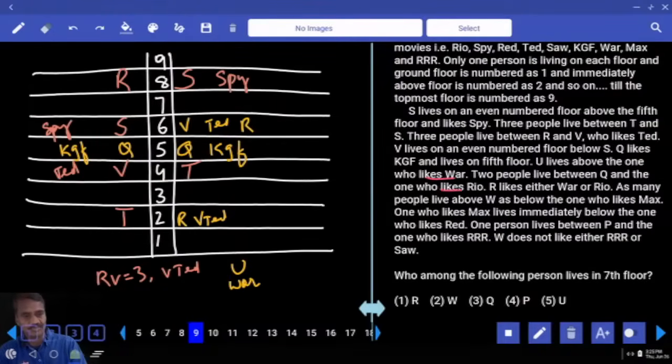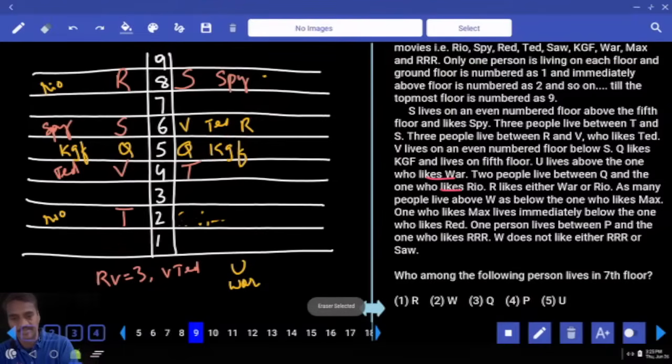And there are 2 people between Q and the one who likes Rio. Now between Q and the one who likes Rio, there must be exactly 2 people. Rio can be here, isn't it? Or Rio can be here. How many possibilities? 2 possibilities. Then Rio cannot be here. Then where should this Rio be? Rio must be here. Rio must be on the 2nd floor.